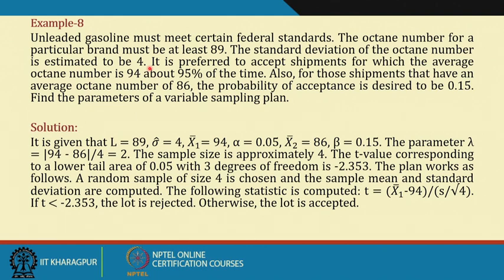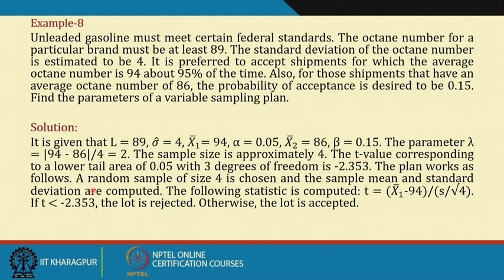lower specification limit. It is preferred to accept shipments for which the average octane number is 94 about 95% of the time. That means your basic purpose is to control the process average. Also, for those shipments that have an average octane number of 86, considered to be very low, the probability of acceptance is desired to be 0.15. Find the parameters of a variable sampling plan. You know the lower specification limit is 89, sigma hat is 4, X1 bar is 94, alpha is 0.05, X2 bar is 86, beta is 0.15.